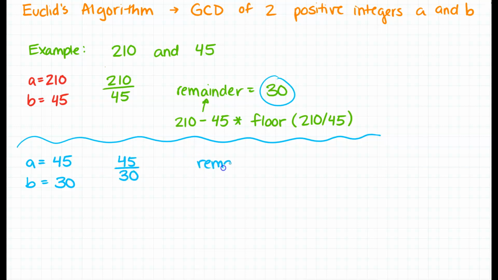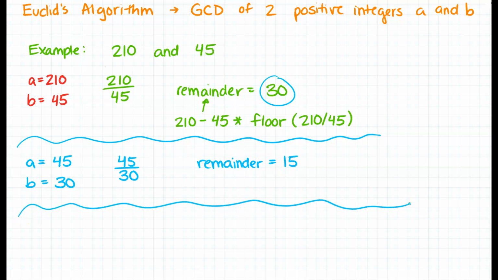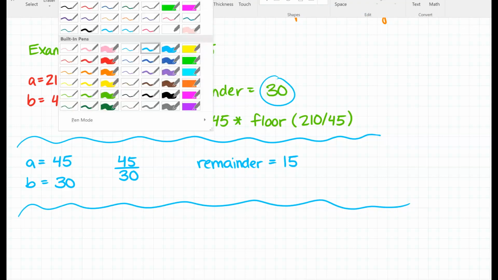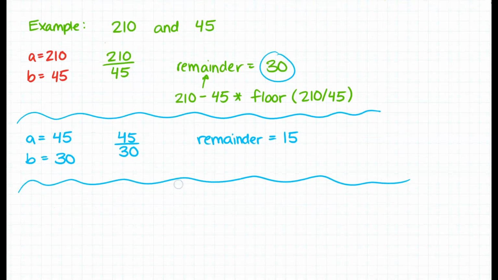Our remainder is equal to 15. Is 15 equal to 0? No, it's not. So we once again need to say that a is equal to our previous b, 30. B is equal to our remainder, 15.